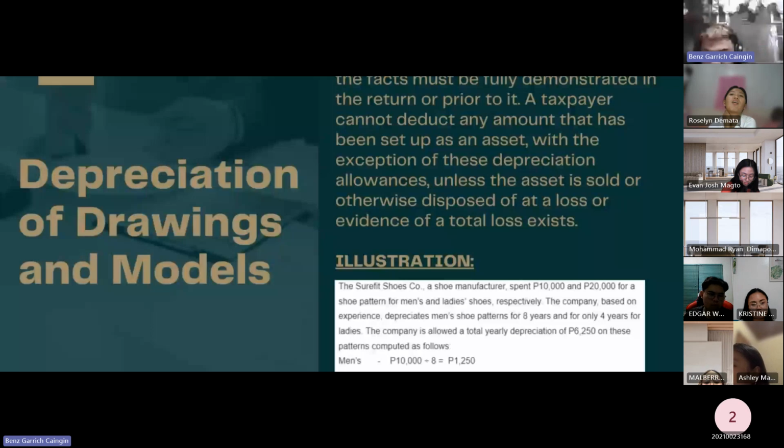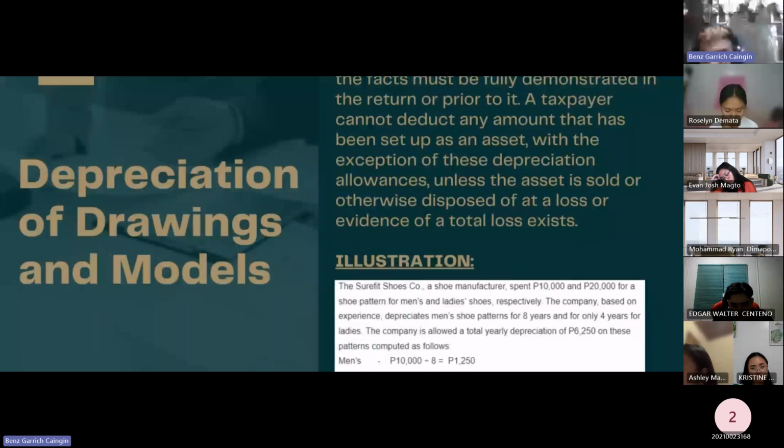So men's shoe pattern is 10,000 pesos divided by 8 years, which is the depreciation years, which is then 1,250 pesos. Now for the ladies, 20,000 pesos divided by 4 is 5,000 pesos. And if we add them all up, the company depreciates a total of 6,250 pesos. So let's proceed to the next topic, methods of computing depreciation allowance.